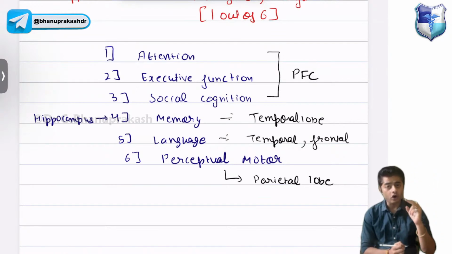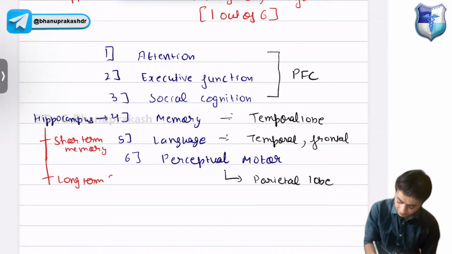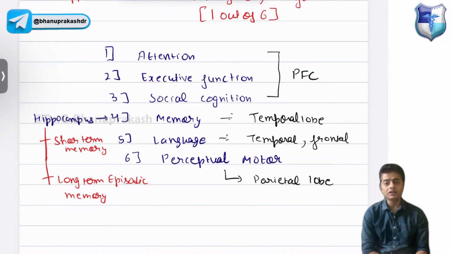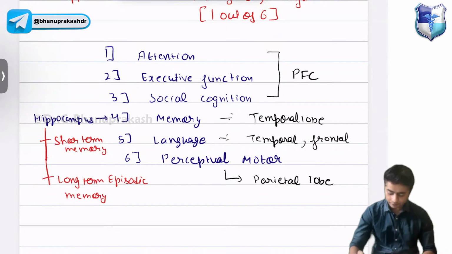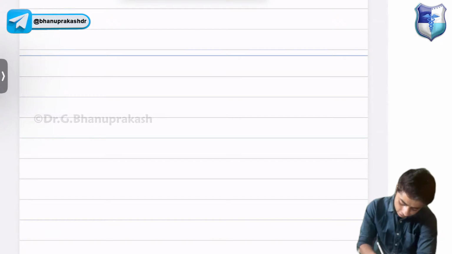Can anyone tell me what all memories the hippocampus stores? It stores short-term memory as well as long-term episodic memory. Okay, everyone. In the last class, we discussed all these things. So the hippocampus is about short-term and long-term episodic memory. Okay. So now we will proceed with this class. We will start with our topic today, that is Alzheimer.